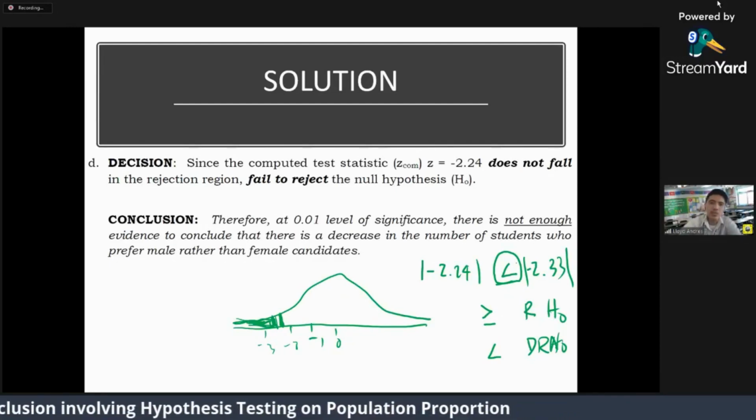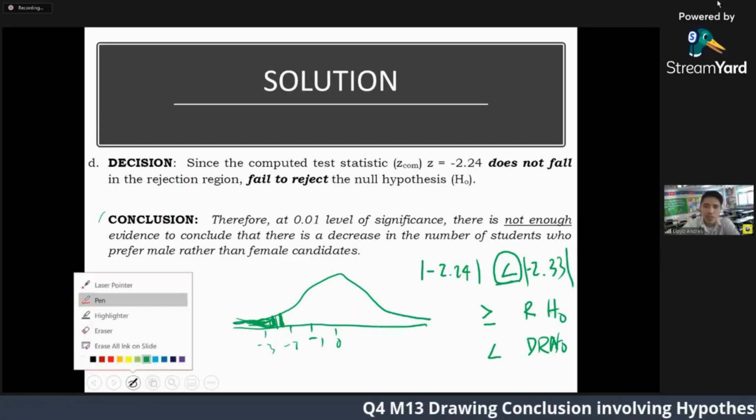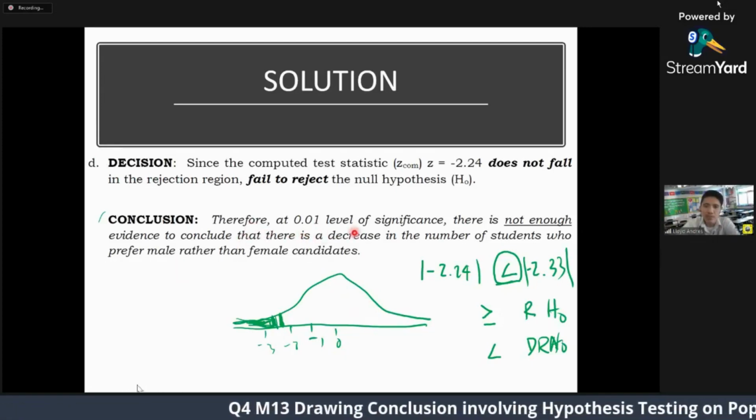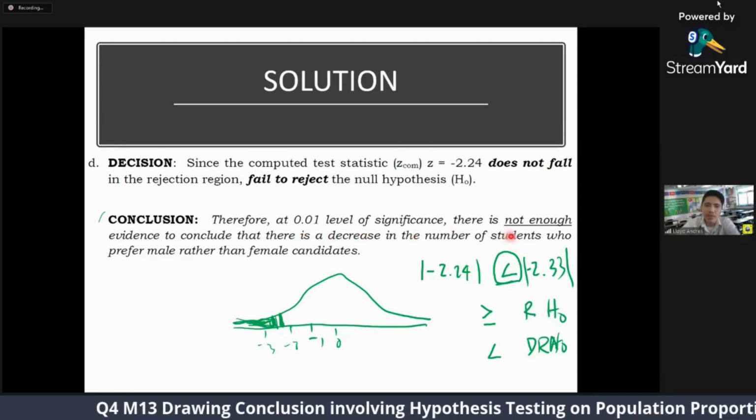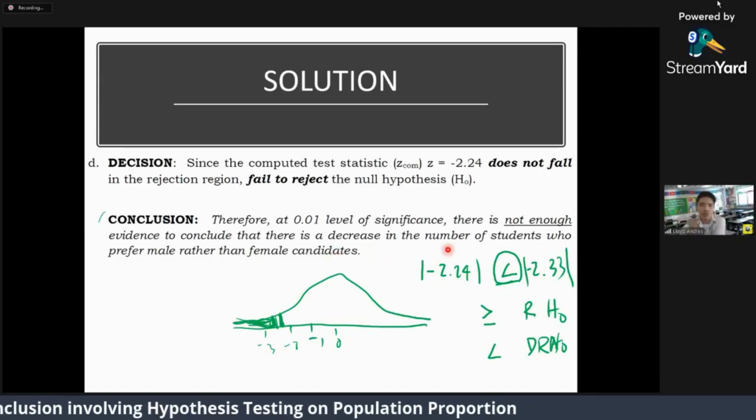So after deciding, you now have to conclude. In the conclusion, we can say that therefore, at 0.01 level of significance, there is not enough evidence to conclude that there is a decrease in the number of students who prefer male rather than female.